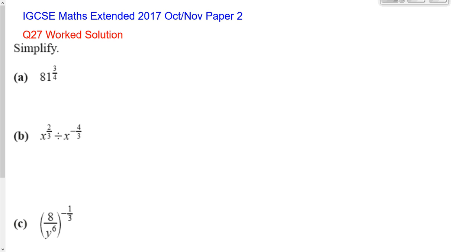If we have a look at the first one, we've got 81 to the power of 3 over 4. If you want to apply any exponential laws, that's also the same thing as saying the fourth root of 81 to the power of 3. But with this paper, you're actually allowed to use your scientific calculator. So it's probably best just to input this into your calculator, and you should get an answer which should be exactly 27.